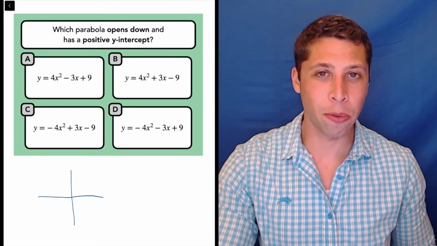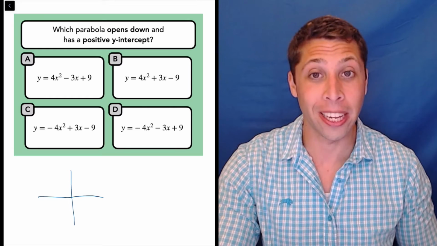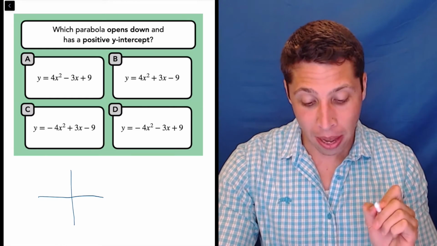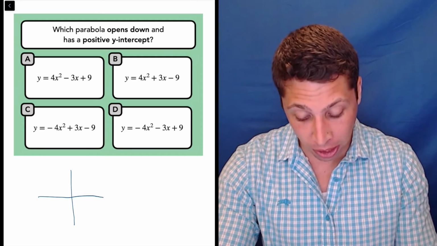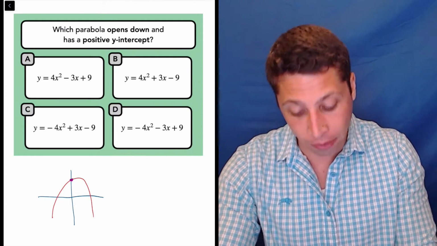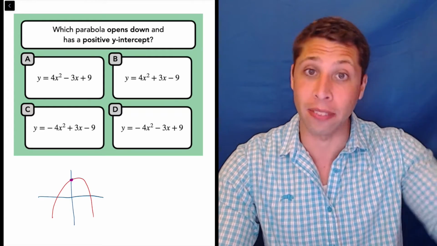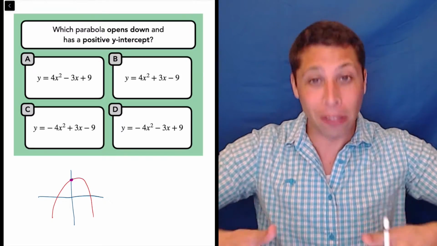Let's start with analyzing what this question is even telling us, right? So it's a parabola, so it turns a little bit, and it's got to have a positive y-intercept, and it opens downward. So it's going to look something like this, right? So let's point out the most obvious thing first. That's our y-intercept, and it's positive. It's above the x-axis. And it opens down, meaning that it opens towards the negative.